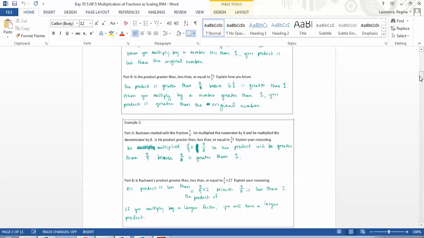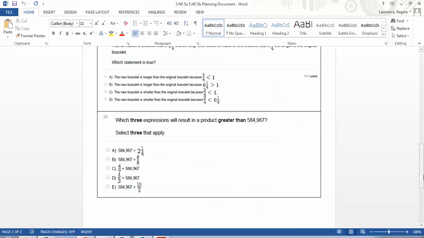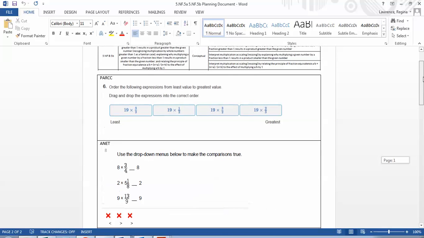So again, I would have students actually first write out what the multiplication is. 4/9 times 9/8. So now we're recognizing that 9/8 is greater than 1, so the product is going to be greater than 4/9. The next part is: is Rashawn's product greater than, less than, or equal to 4/9 times 2? So this is where this item comes in, this initial one that we looked at.